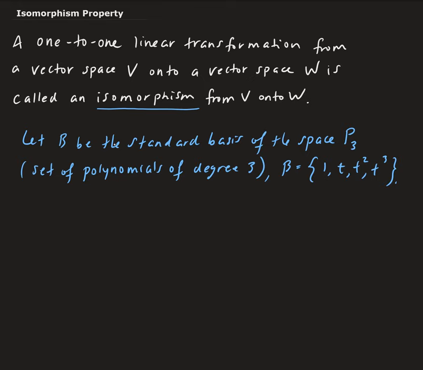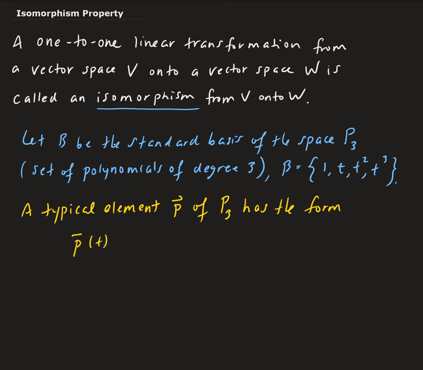A typical element of P3 has the form P equal to a0 plus a1 t plus a2 t squared plus a3 t cubed.